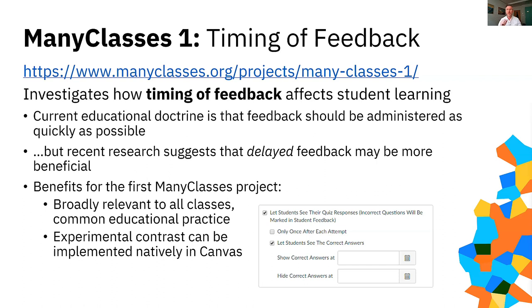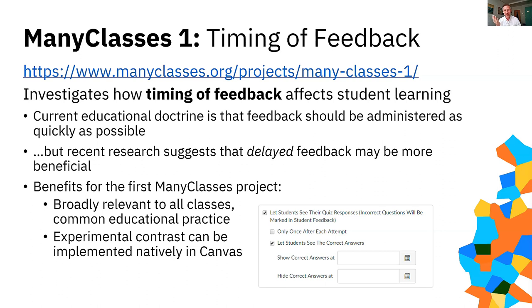So I don't know, some people delay the feedback that students get on their quizzes even without thinking about learning benefits. Any guesses why a teacher would do that? Or do any of you do that already? I suspect it might be because they don't have time. That's a great answer, actually.